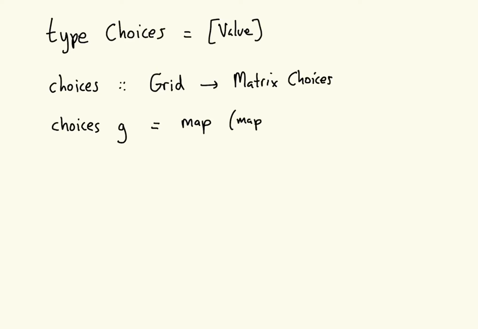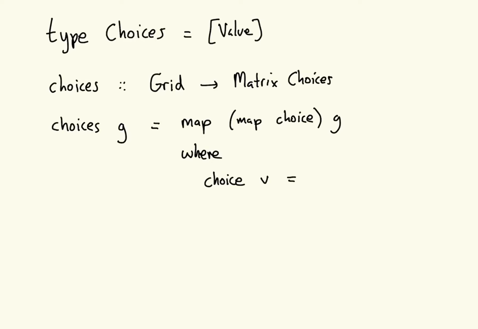So let me write this down and then explain how it works. What I'm going to do is map the choice function across the Sudoku grid. And the choice function I'm going to define in a little where clause here. It's going to be a small local function which simply replaces each blank cell in a Sudoku grid by all the numbers 1 to 9. So this is a very easy function to define.